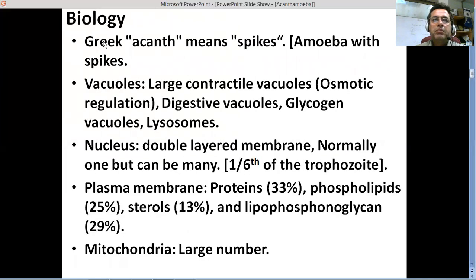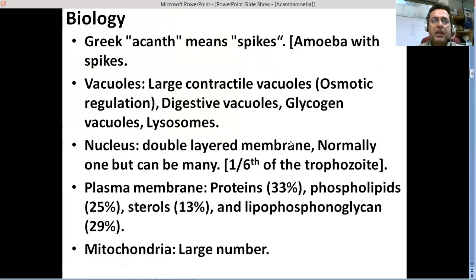If you look at the biology of this particular parasite, we discussed that it has spikes, just like the coronavirus. It also has spikes, but these are different in nature. But the name acanth means spiked amoeba. So Acanthamoeba means spiked amoeba. There are different vacuoles for specialized functions, ranging from osmotic regulation to glycogen storage vacuoles, digestive vacuoles. There are lysosomes containing hydrolytic enzymes.